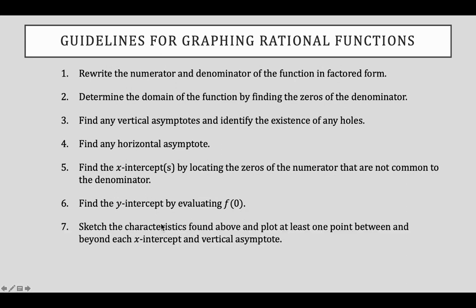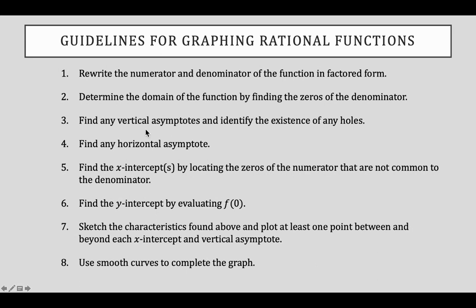Seven, sketch the characteristics found above, and then plot at least one point between and beyond each x-intercept and vertical asymptote. And finally, use smooth curves to complete the graph. So let's go through a few examples here, right? Again, make sure you have this entire list out in front of you so that we can begin to follow through. Now, on your test or quiz, you're not going to have to memorize all of these steps.